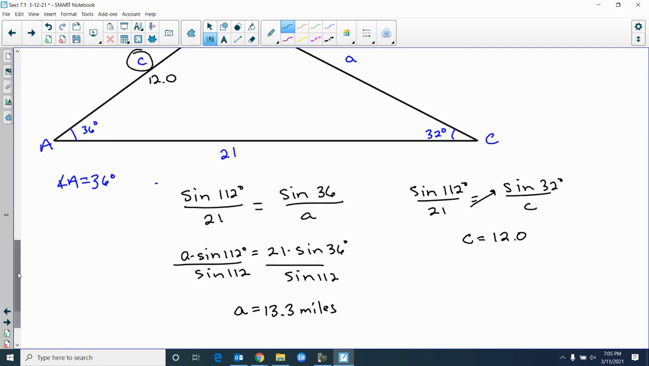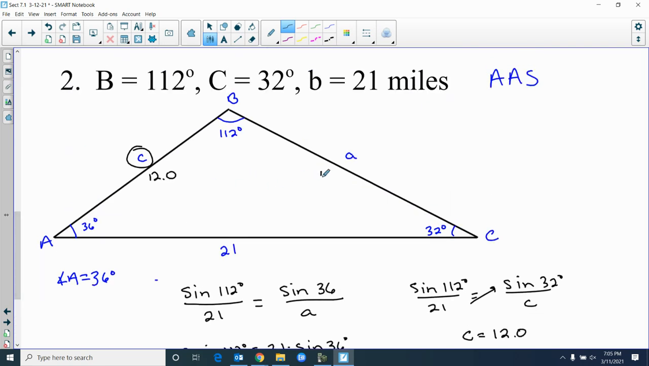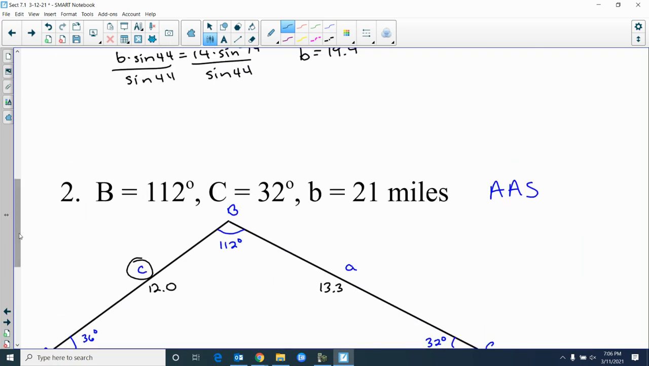And what did we say A was? 13.3. Make sure everything's proportional. 32 is my smallest angle, so 12 should be my smallest side, which it is. 36 is my next smallest angle, then I go 13.3. So again, always a quick double check.